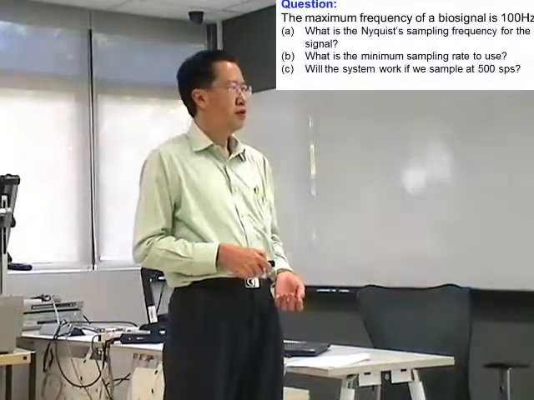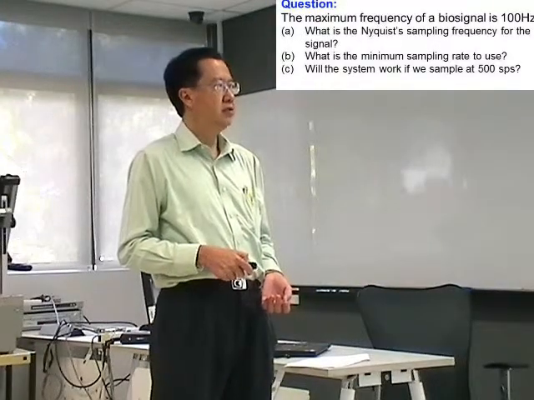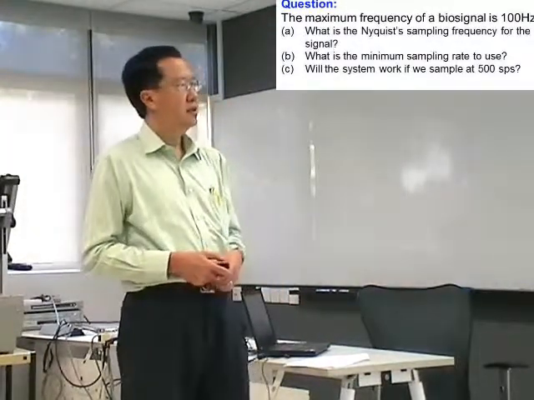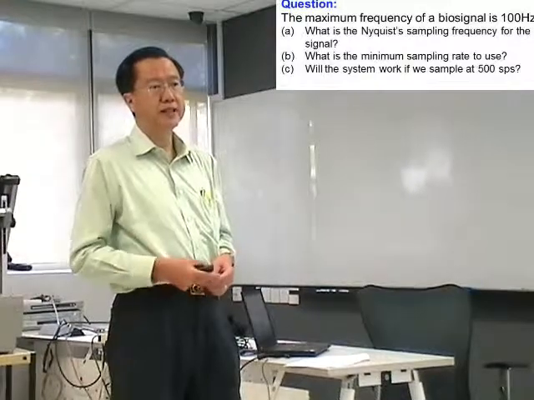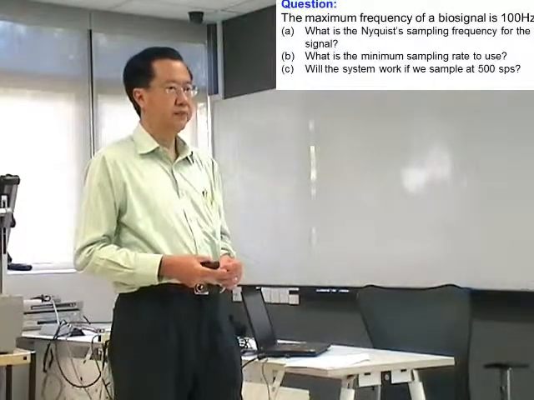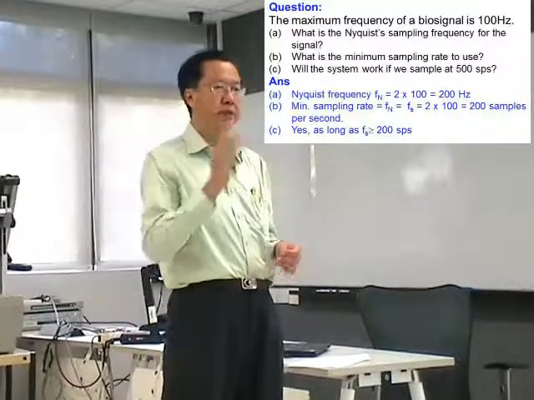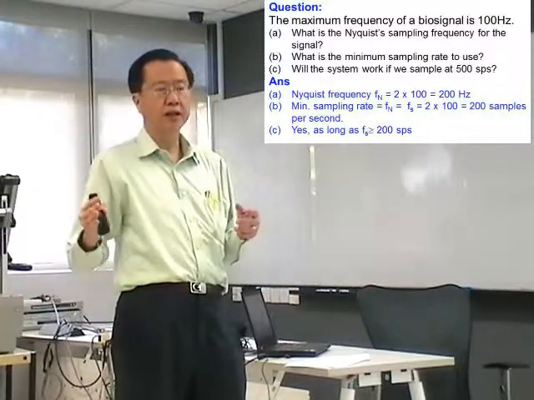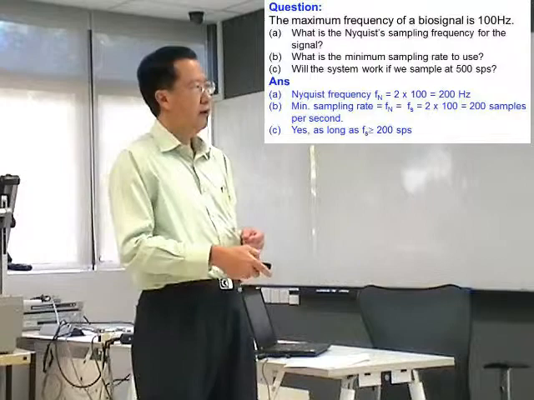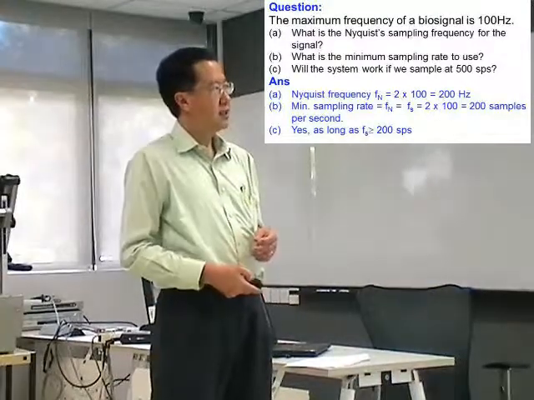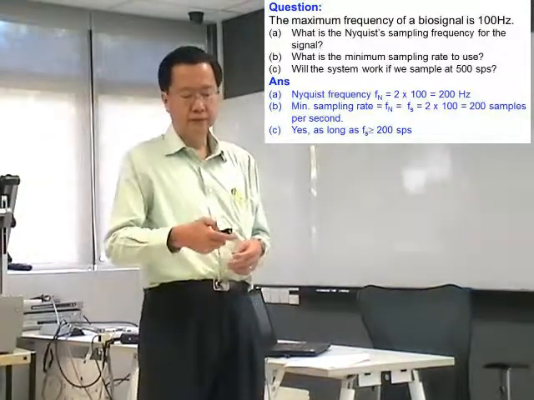Question for part C. Will the system work if we sample at 500 Hz, or 500 samples per second? What do you think is the answer? If you remember the waveform, when you oversample, you can reconstruct it quite clearly. So you know that 500 samples per second will work quite well.